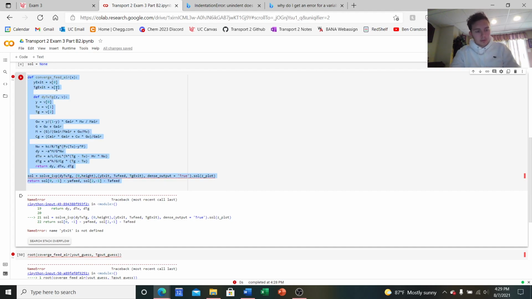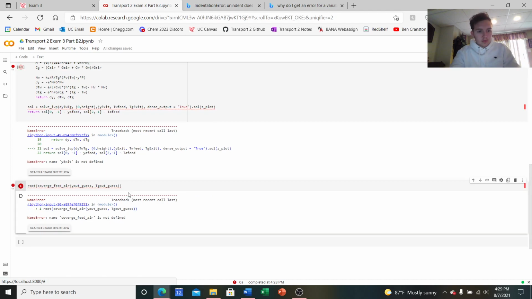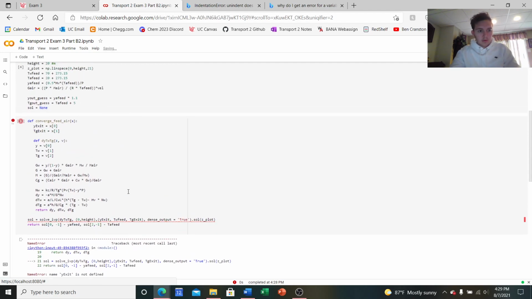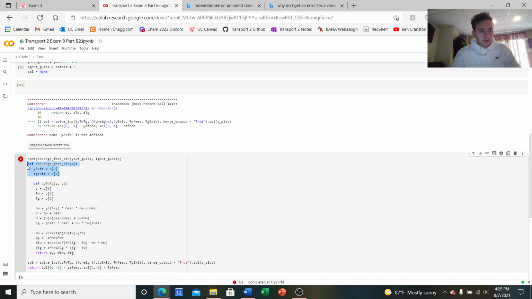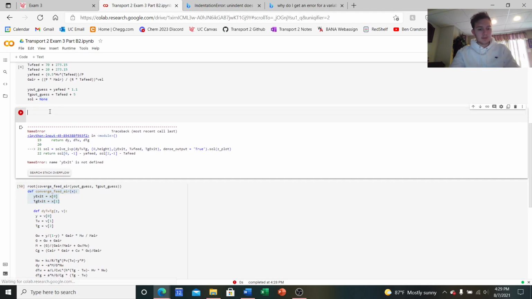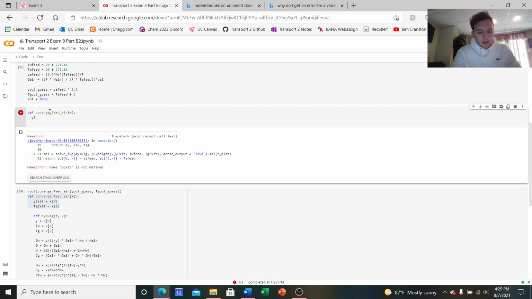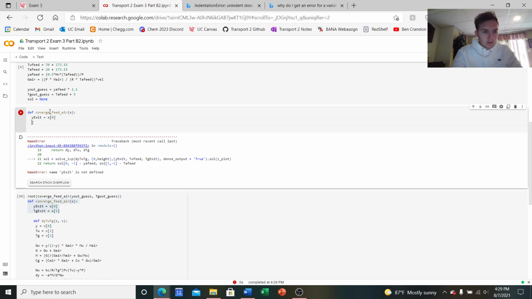Something is frustrating. Let me just do one thing. If this doesn't solve it, then I really have no idea what will. So I'm just going to retype it all into the same box. Define converge_feed_error. We'll take that and xvd components. Y exit is going to be the first thing in that array. Converge the gas exit will be the second in that array.